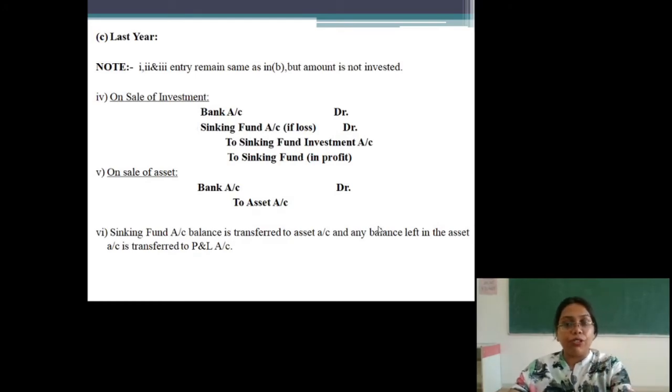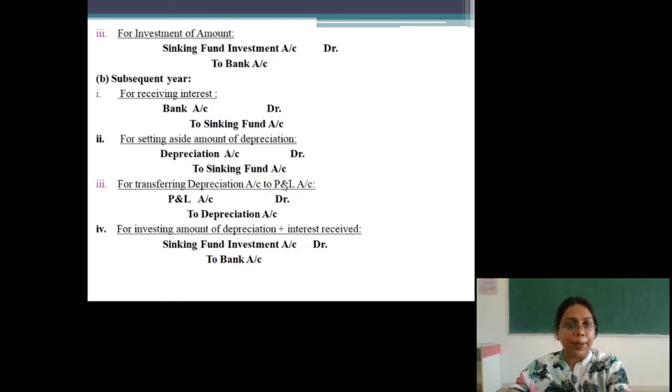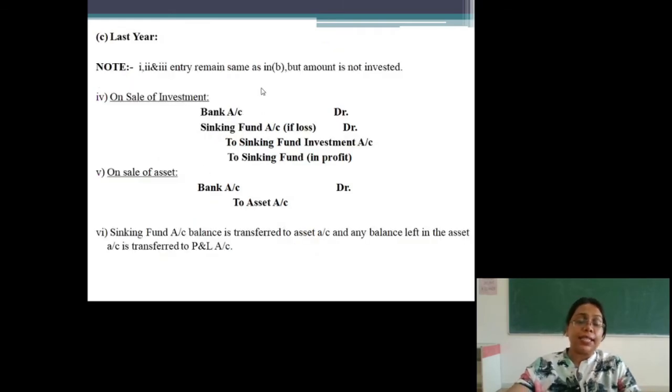The first, second and third entries will be the same as in B. Means for receiving interest, for amount of depreciation, and for transferring the depreciation account to P&L account, the entries will remain the same as in case of B for C. But the amount invested will be changed. In this case, the amount is not being invested, but actually the investment is being sold.